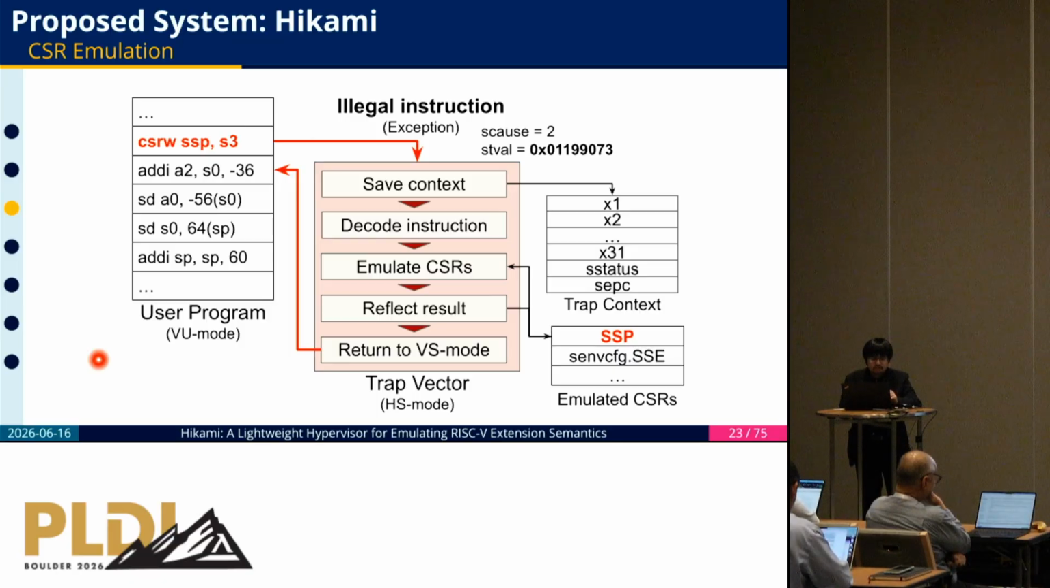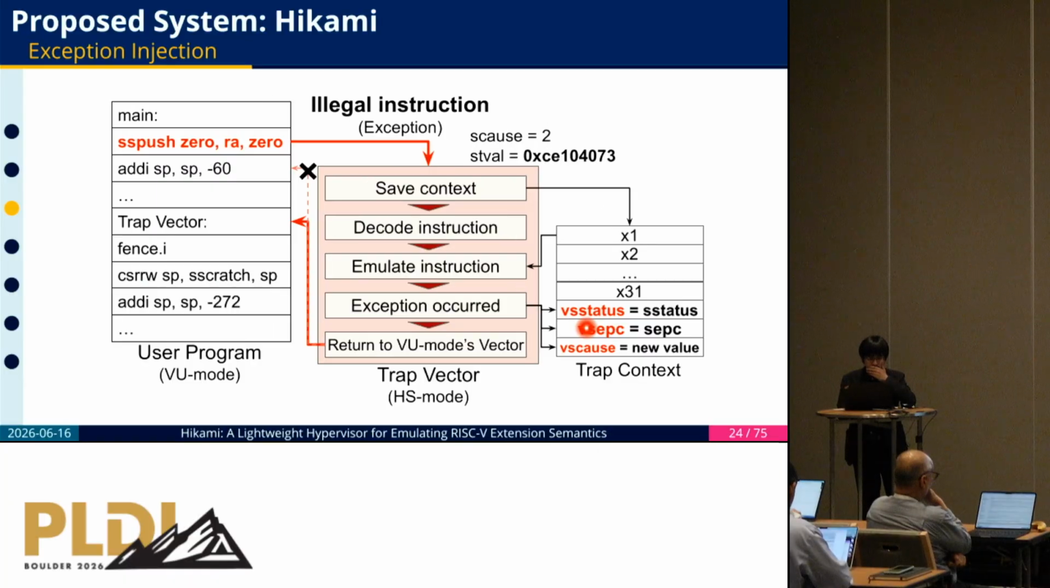For CSR emulation, the hypervisor intercepts access to the new CSR and diverts them to a virtual CSR state in a protected memory area. For exception injection, we simulate the new exceptions by directly modifying the guest system registers, forcing the guest to jump to its exception handler.